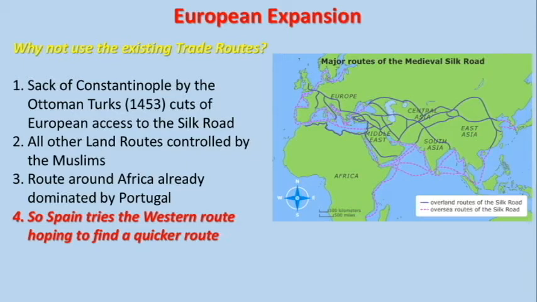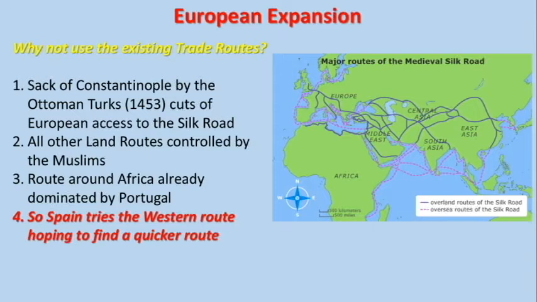The Portuguese had already begun dominating the route around Africa, as they sent explorers down the western side of Africa and then eventually around the southern tip of Africa. The Portuguese built trading ports all along the African coast and dominated and controlled that trade route. So now the nations of Europe had two options.